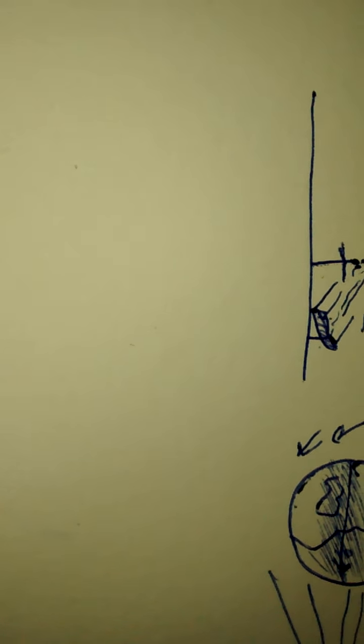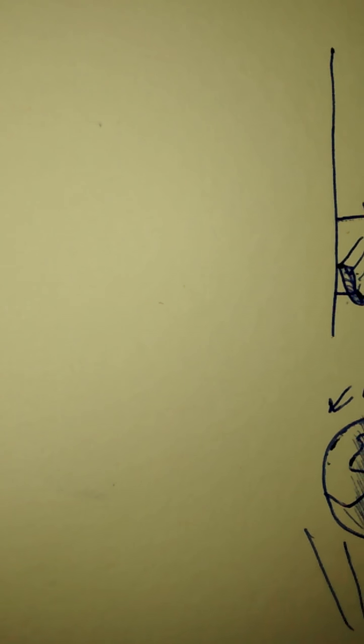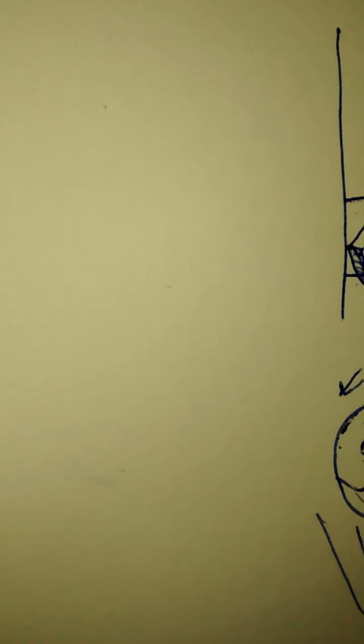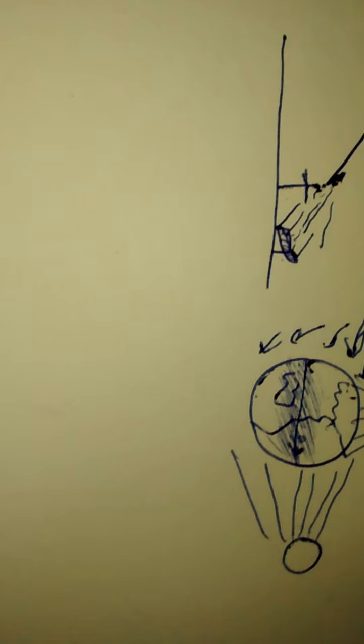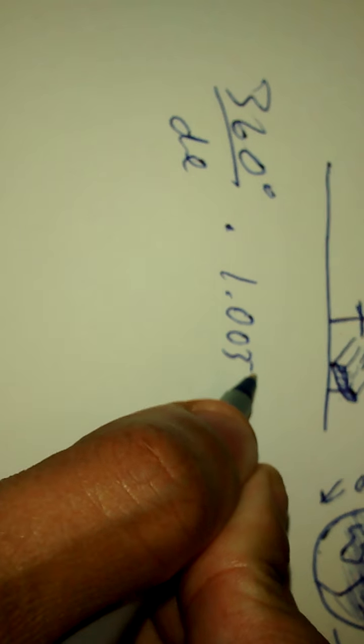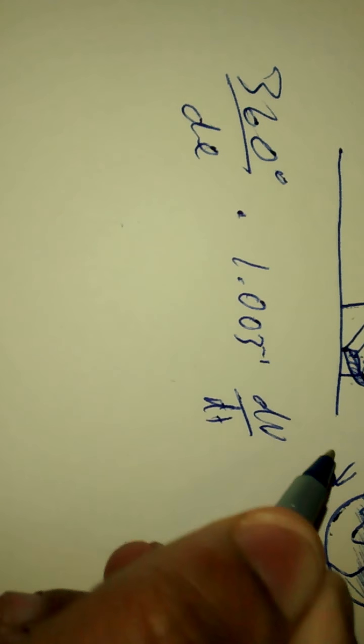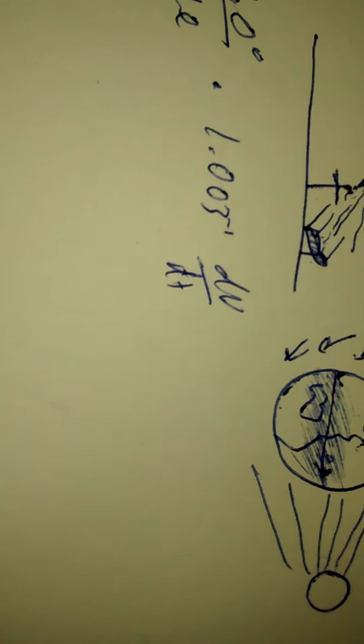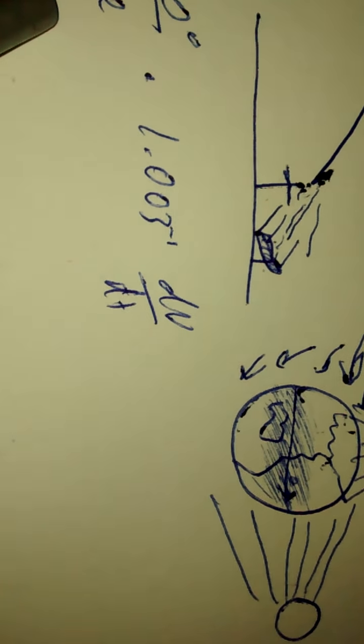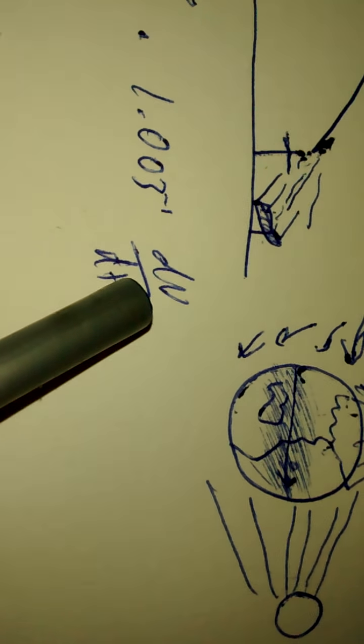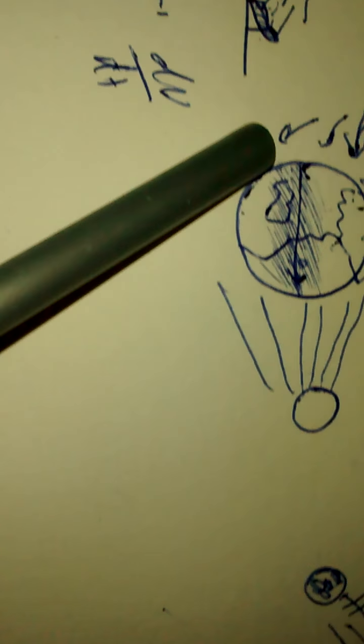Okay, so in air, light has a refractive index of about 1.003. So the total number of angles in a circle times 1.003, where d is the diameter of the Earth's atmosphere, and v is the light moving in seconds.